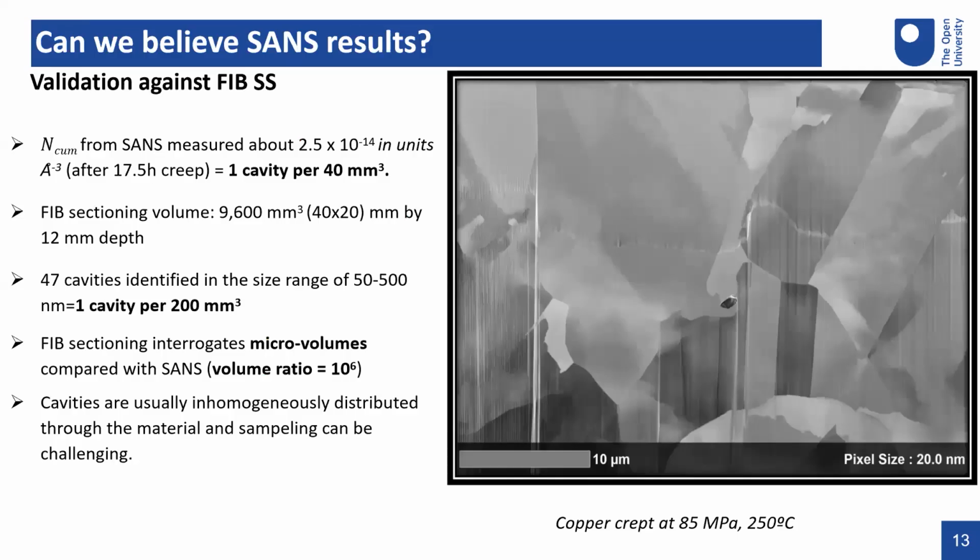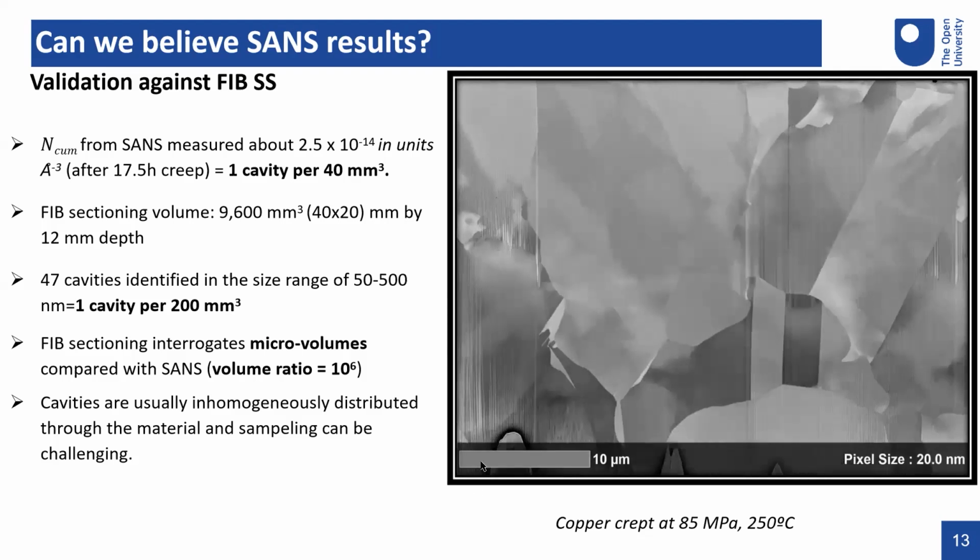So the other technique we use is deep serial sectioning. For this, from the copper data I showed earlier, the cumulative number density of cavities measured by SANS in the copper is about 2.5 to the power of minus 40, which is more or less about 1 cavity per 40 millimeter cube. So we wanted to have a look at the deep serial sectioning and see what we get for this material.